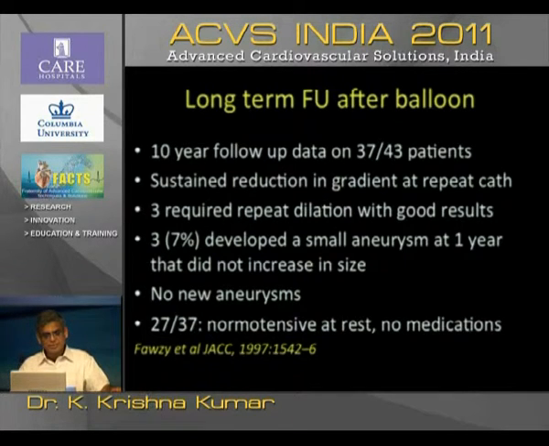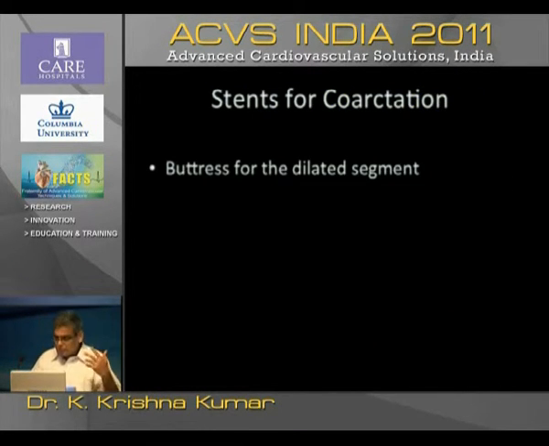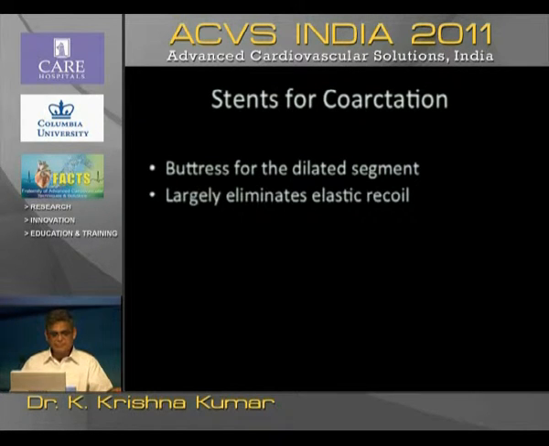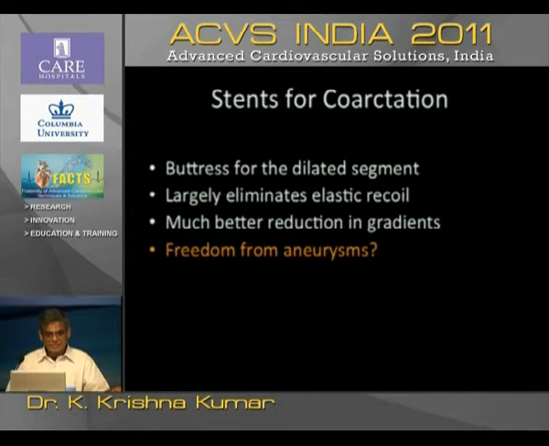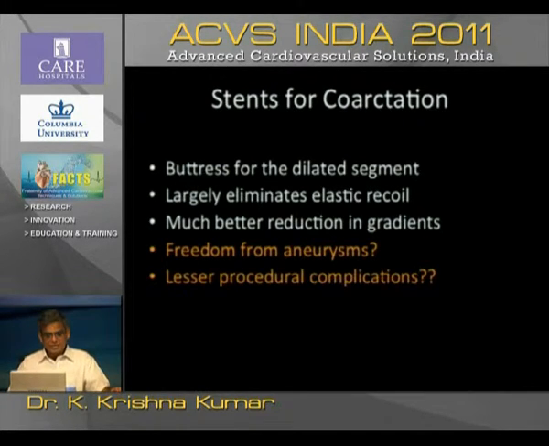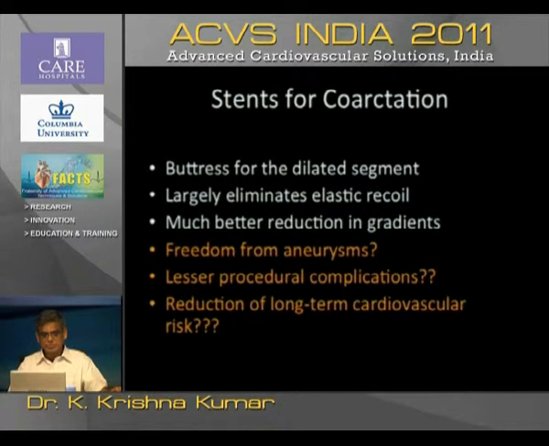Stents. The logic is that they buttress the dilated segments, eliminate the elastic recoil, and eliminate gradients in most cases. But we don't have very much data, and there are many examples of aneurysms that form at the edges of the stent. In many situations, it's not necessarily associated with lower procedural complications, and we are completely unsure about the long-term effects.